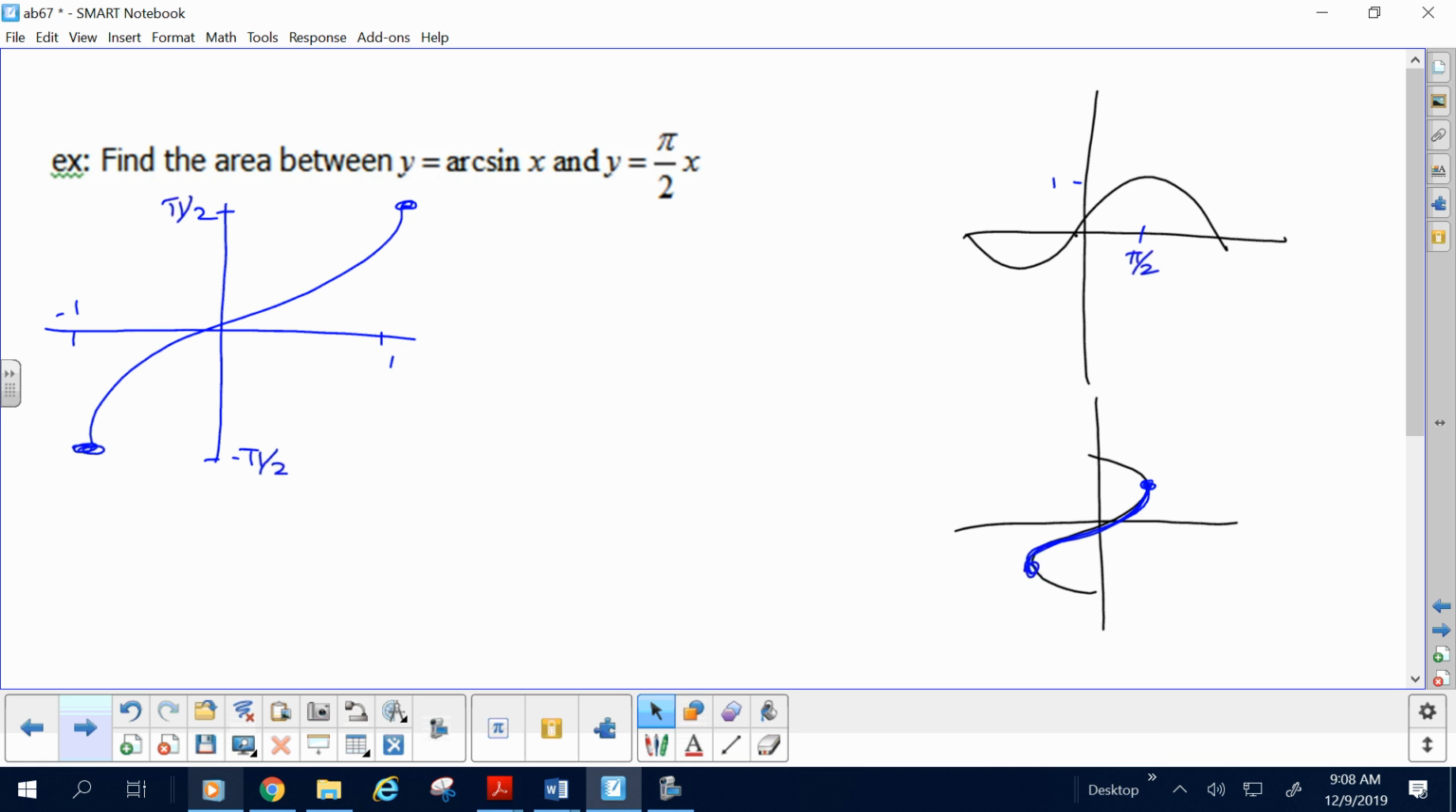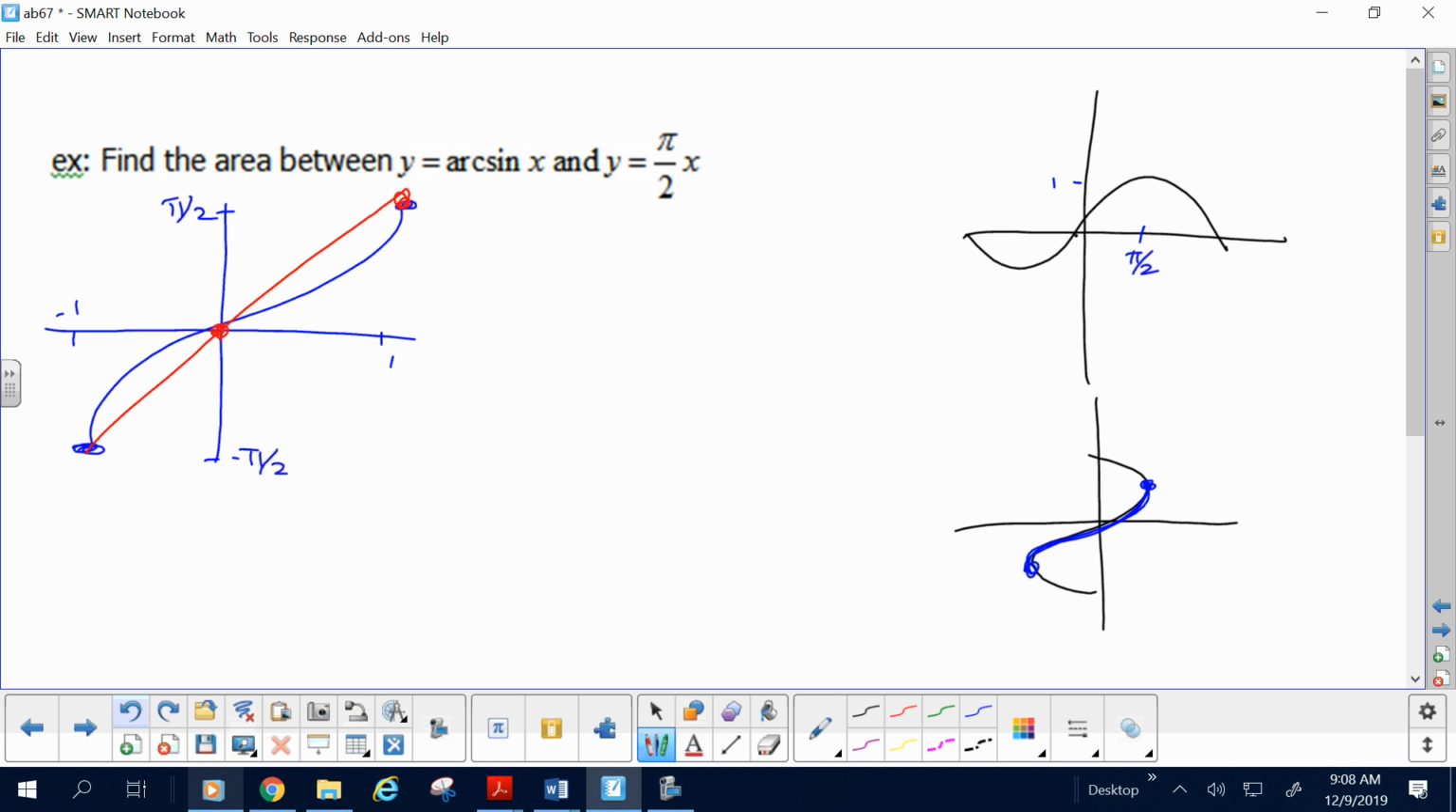You remember all those things? The slope of that line, y equals pi over 2x. It's going to start at the origin and rise pi over 2 over 1. Looking something like that. They're supposed to meet there. Okay?